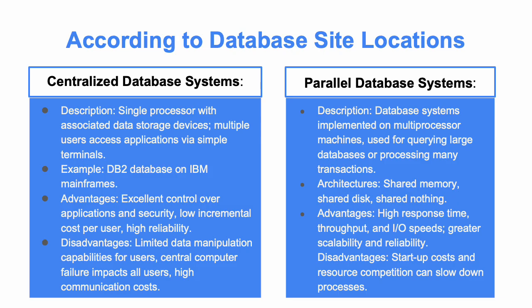So how about the disadvantages of the parallel database system? First, startup cost and time. The initial cost and time to set up can reduce the overall speed. And it's about resource competition. As more processes run in parallel, they compete for resources, which can slow down the performance.